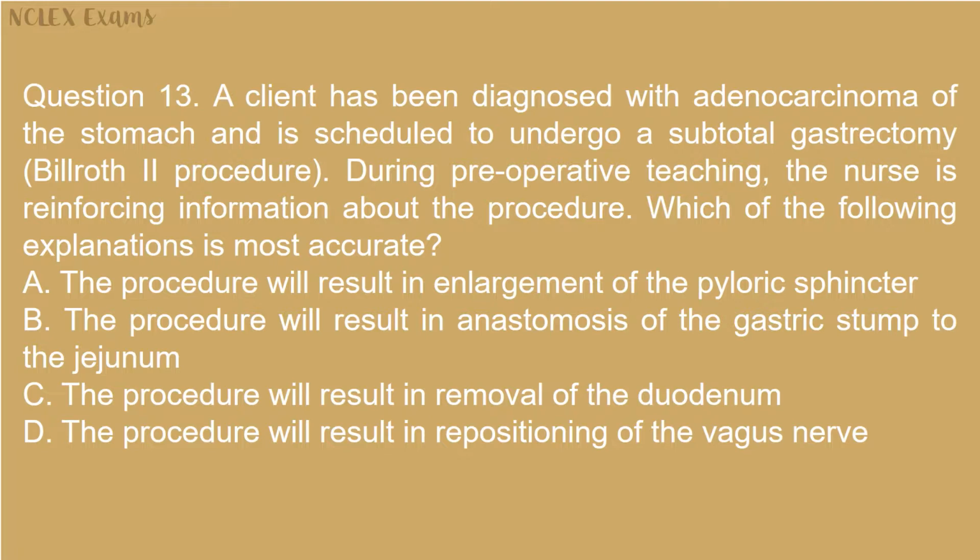A. The procedure will result in enlargement of the pyloric sphincter. B. The procedure will result in anastomosis of the gastric stump to the jejunum. C. The procedure will result in removal of the duodenum. D. The procedure will result in repositioning of the vagus nerve.